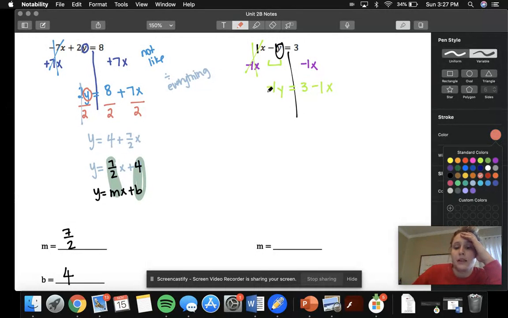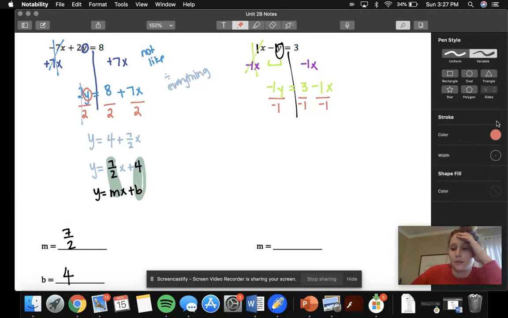Now I'm going to get rid of this negative 1. The way I'm going to do that is with division. Negative 1 divided by negative 1 makes a positive 1. 3 divided by negative 1 is negative 3. Then negative 1x divided by negative 1 is a positive 1, so I'll put a positive 1, and then I just have to make sure I drop my x. So I have positive 1x with a negative 3, or minus 3.